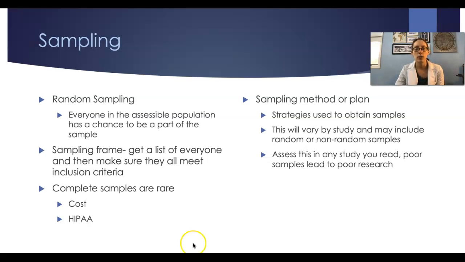Assess this in any study you read. Poor samples lead to poor research. So if you can't trust the sample, or you can tell right from the beginning that their sample size was too small to make a difference, then it's not really valid research. And we see that a lot in things like Facebook or less than accurate news sources like magazines and things like that.